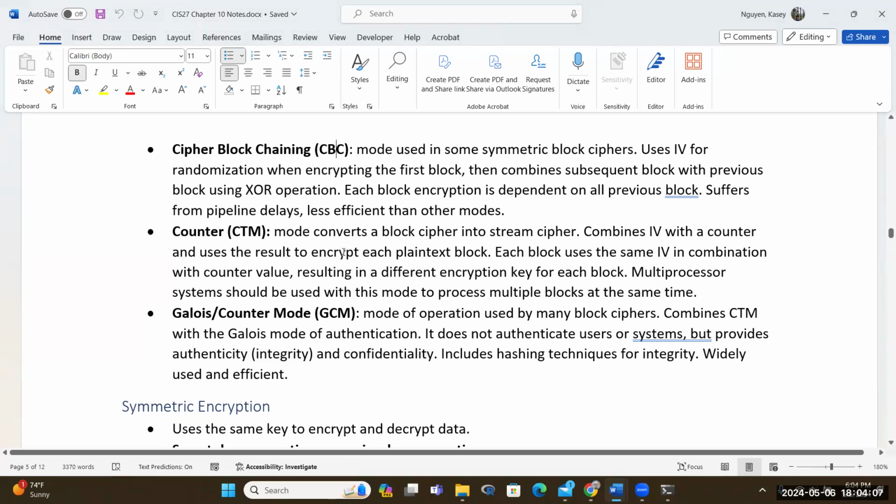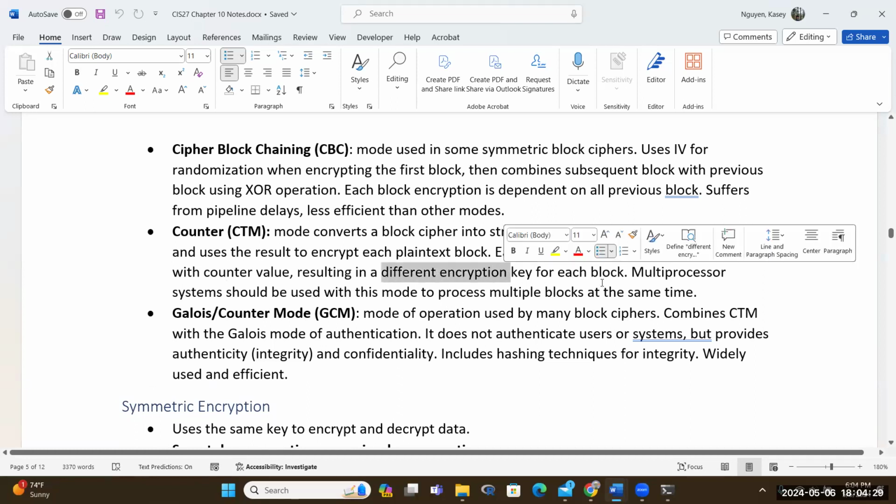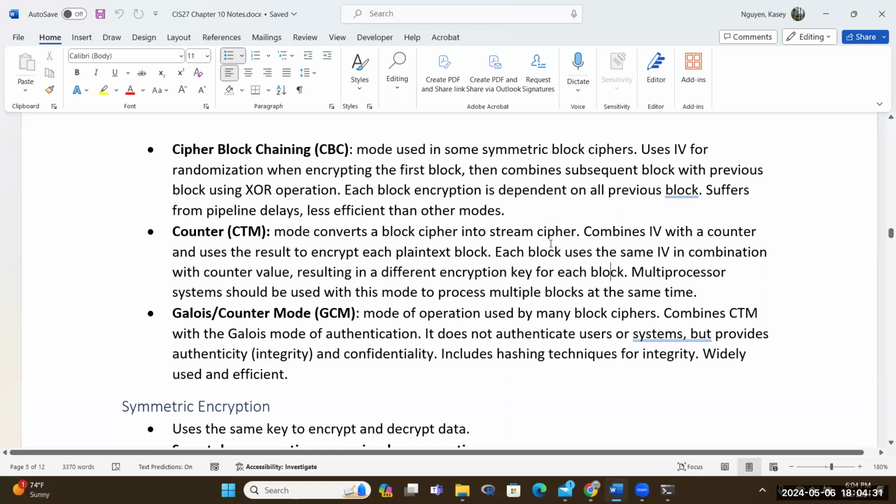Your counter, it converts your block into a stream. It combines your IV with a counter and uses the result to encrypt the plain text block. It's using the same IV combination with the counter value, but it's using a different encryption key for each block. This requires more system power, but it is more effective than the other two.